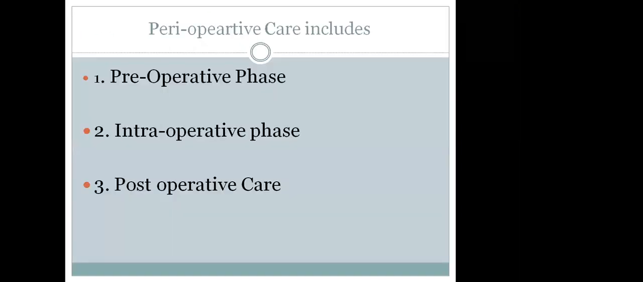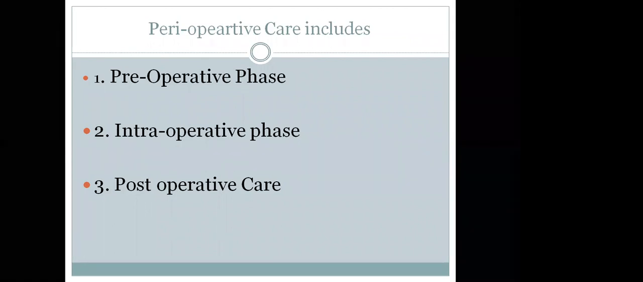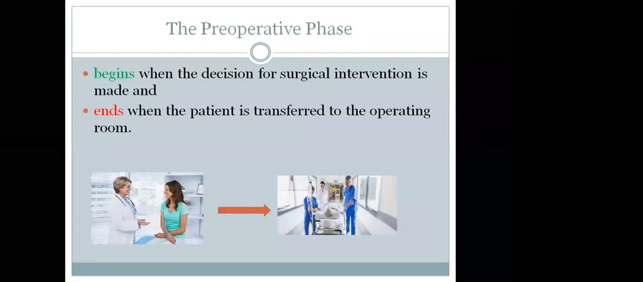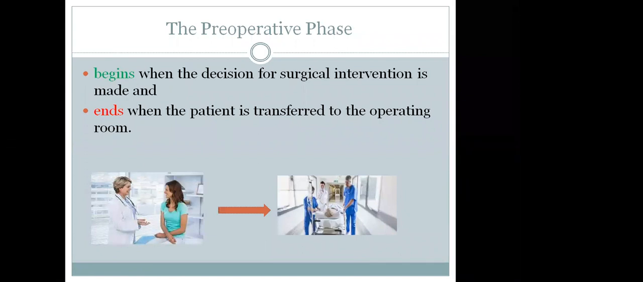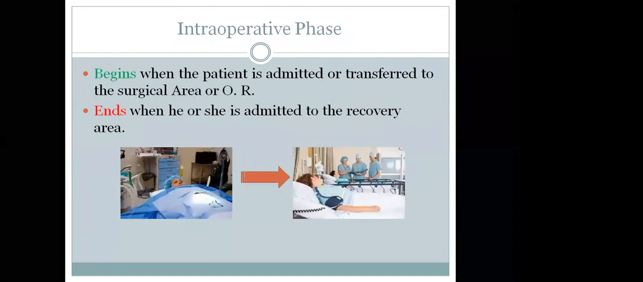While we discuss perioperative care, it divides into 3 parts: preoperative, intraoperative, and postoperative. The first component is the preoperative phase that begins when the decision of surgical intervention is made. Once the patient comes to the doctor and it is decided that surgery has to be done, that's the beginning of the preoperative phase. And when the patient reaches the operation theater, that is the end of the preoperative phase. In between, whatever exercise or measurements have to be taken come under preoperative phase management.